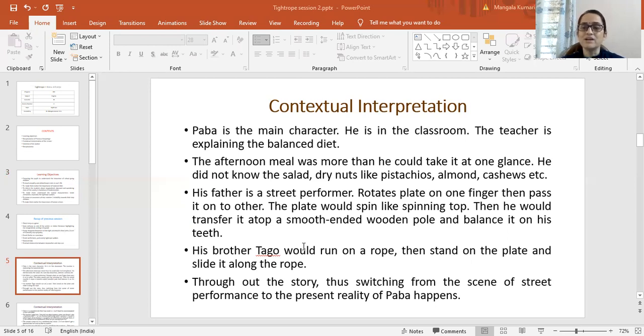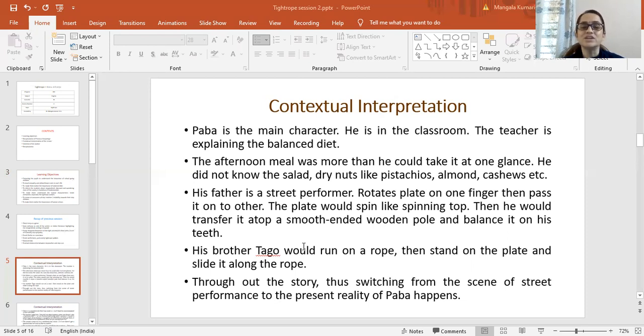Tightrope is written by Kanu Acharya. Now let us go directly into the details of the story. Paba is our main character. He is in the first scene of the story. The story begins with a classroom scene. He is in the classroom. Paba is a school-going boy in 7th standard.